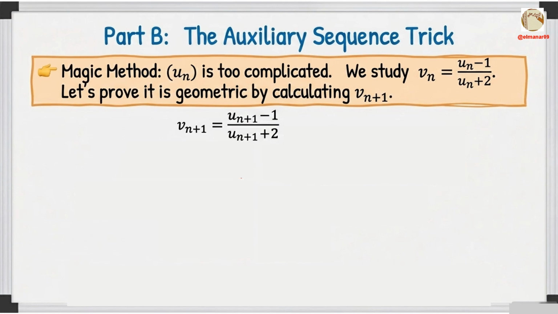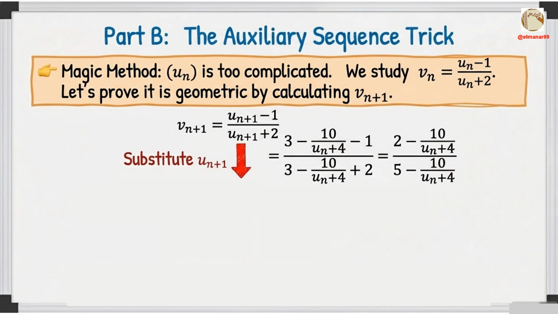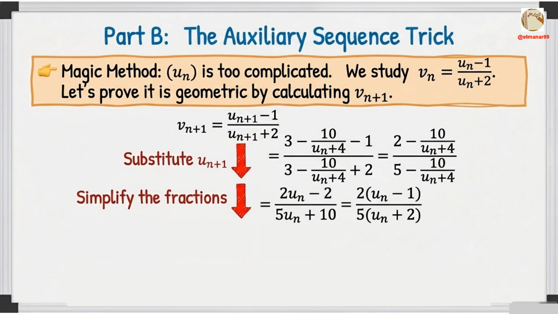Step 1. Substitute u_n plus 1 into the definition of V_n plus 1. It looks like a fraction inside a fraction nightmare, but don't panic. Step 2. Simplify. After clearing the denominators and grouping terms, we get V_n plus 1 equals (2u_n minus 2) over (5u_n plus 10). Step 3. Isolate. Factor out a 2 on top and a 5 on the bottom.